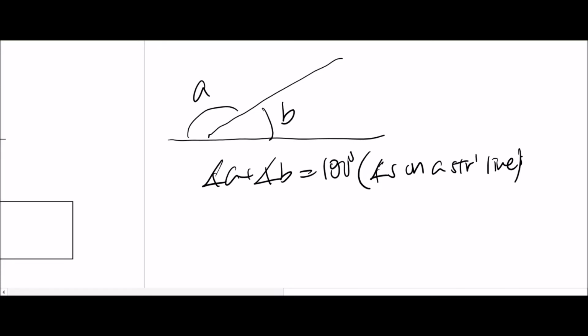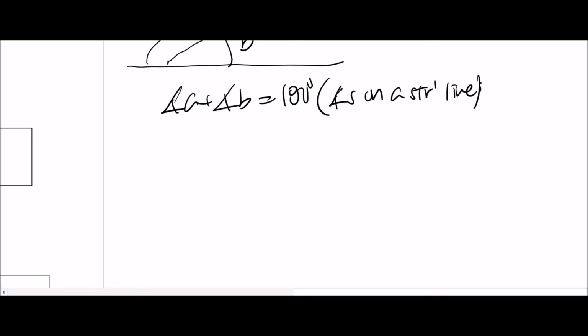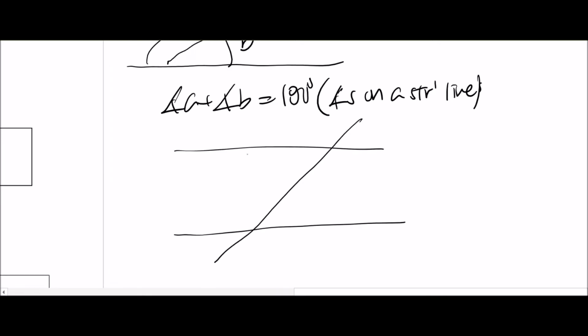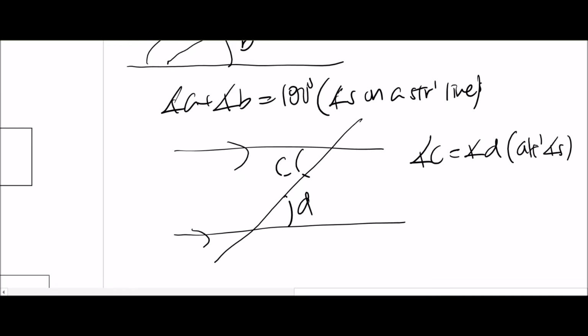So what else have we learned? We have learned things like for a pair of parallel lines, and a transversal that cuts through the pair of parallel lines, we have this too, right? C and D. Angle C equals angle D, and what's the reason here? Alternate angles, right? If you recall.